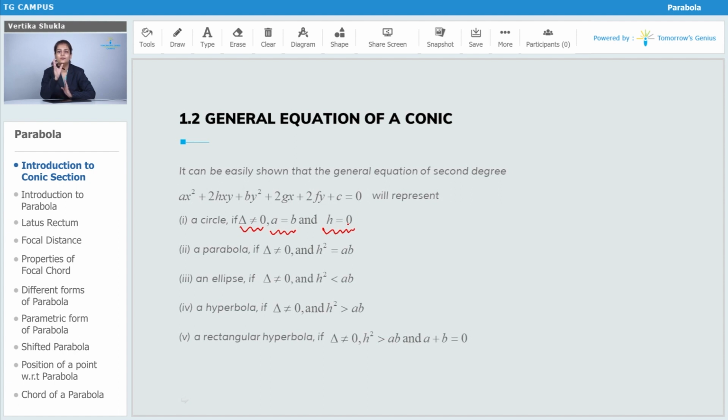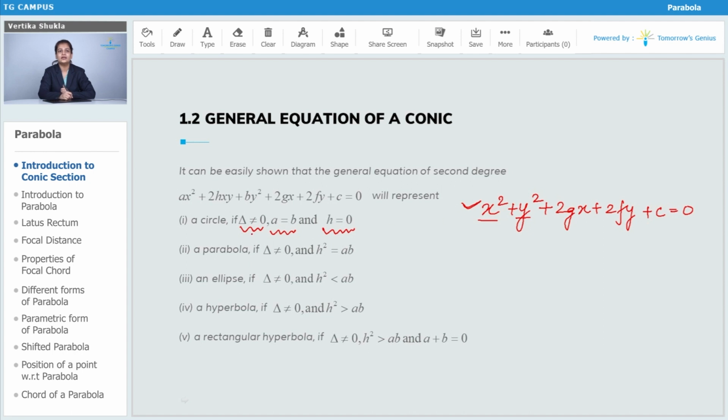You get a circle. And in your circles chapter, you have already discussed that the general equation of a circle is given by x square plus y square plus 2gx plus 2fy plus c is equal to 0. Why is the equation like this? Because over here the coefficient of x square and y square is the same, which is equal to 1, and there is no term of x into y. So this represents the general circle.